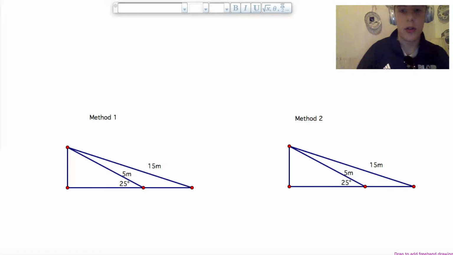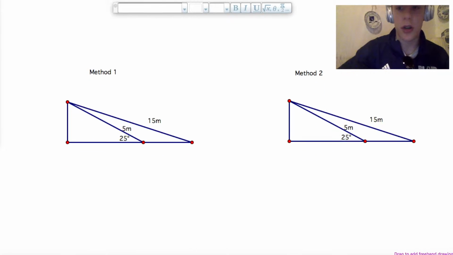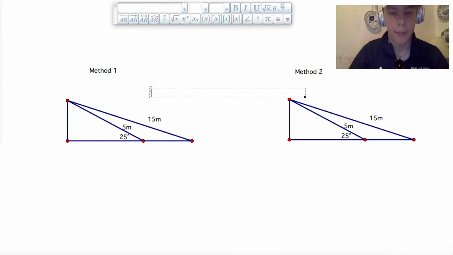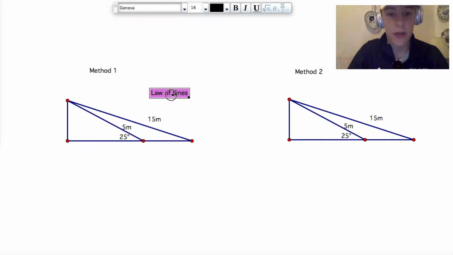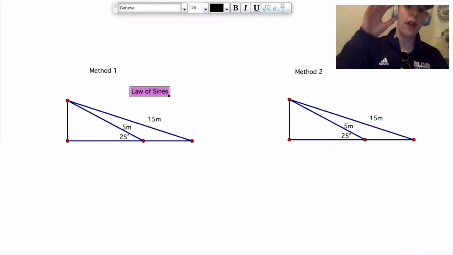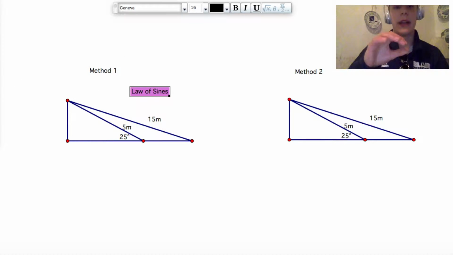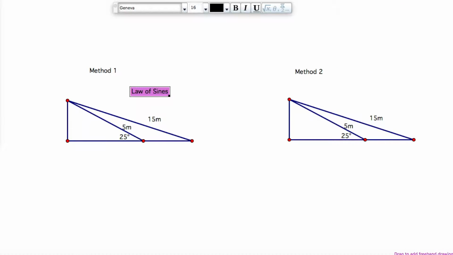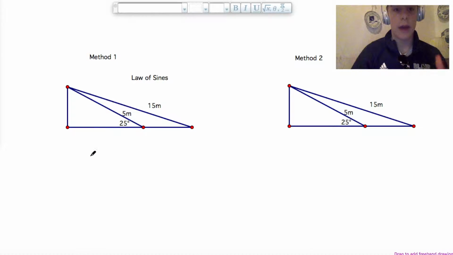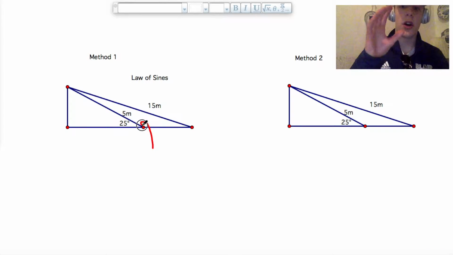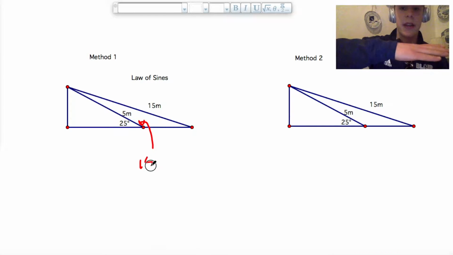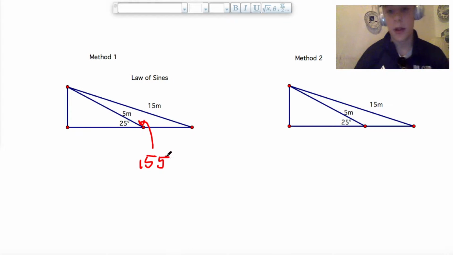So let's go down to the triangles broken down. Because we're going to be using both methods, I have two different triangles set up. Today we'll be using the law of sines for the triangle. The law of sines basically states that the sine of an angle over its opposite side length is equal to another angle over its opposite side length in the same triangle. Okay, so simply, we can know that it's 155 degrees due to the fact that it's a 180-degree line.